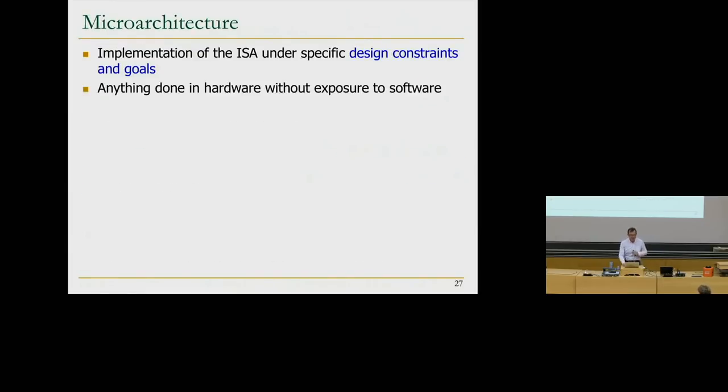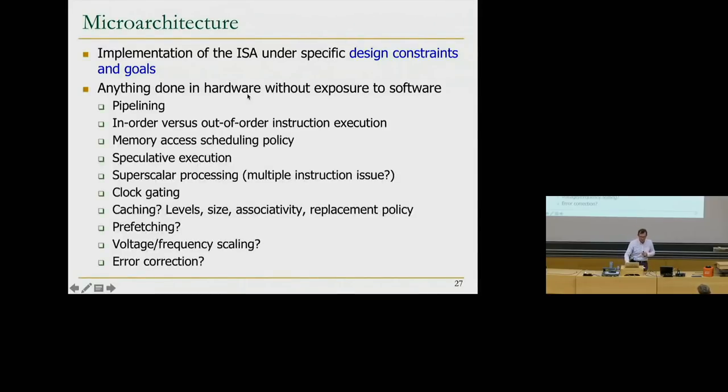Okay, so microarchitecture is the implementation of the ISA under specific design constraints and goals. Anything done in hardware without exposure to software. Again, this is a laundry list over here. We're going to see some of these, but a lot of systems today, for example, do voltage frequency scaling. They basically change the voltage and the frequency of the processor depending on how the system is used, to save power, for example, or to accelerate an application. If you may know of the turbo boost feature in Intel systems, they basically increase the voltage and frequency of a single processor if you're running a single thread, so that you can execute that thread much faster.